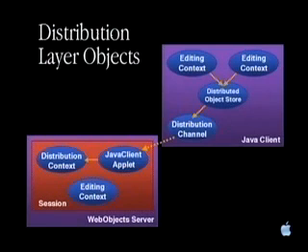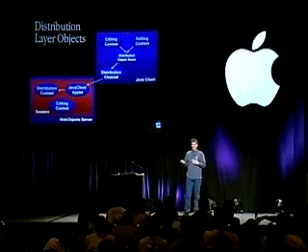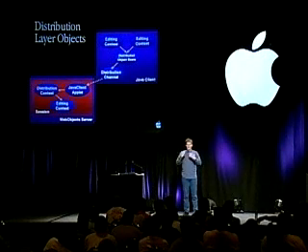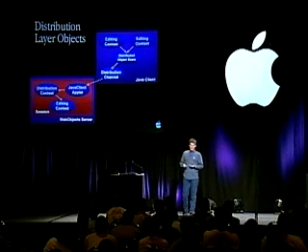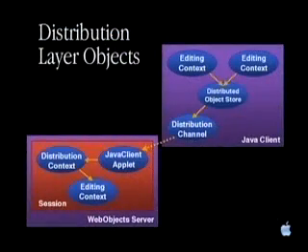And that one then usually accesses the editing context, the default editing context of the session, to take a look at the data. So the four objects that I introduced to you, the distributed object store, the distribution channel, the Java client applet, and the distribution context, those four objects work together to connect the editing context on the client side to the editing context on the server side.